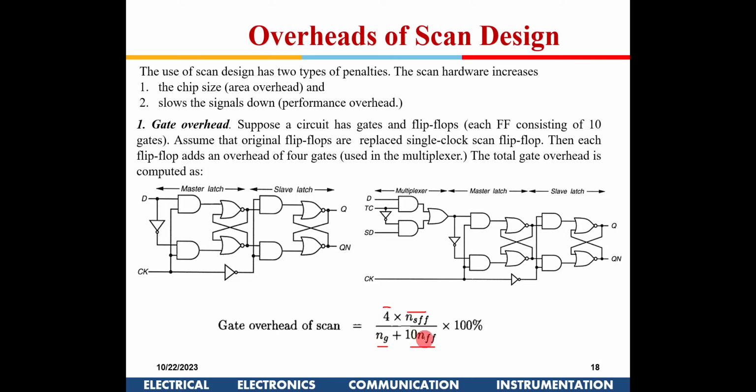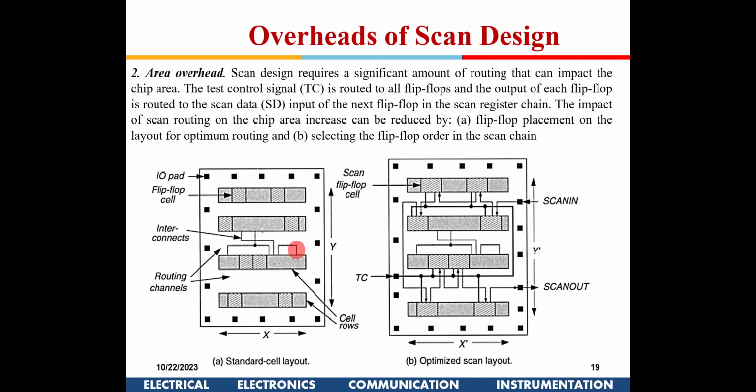This is the total number of flip-flops in the chip without a scan design, and each flip-flop will have 10 gates. But if out of these n flip-flops, ns flip-flops are converted into scan flip-flops, for each of those scan flip-flops 4 additional gates would be there. So this is the total overhead, a figure of demerit, where this much additional gate penalty we have to pay. The second is area.